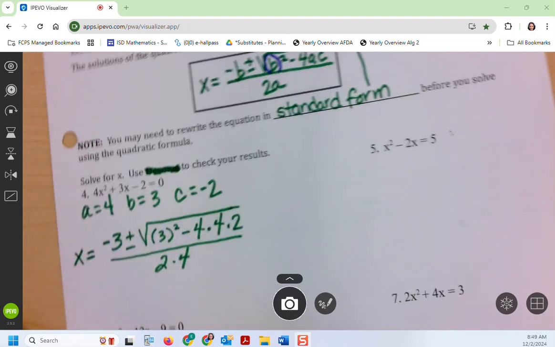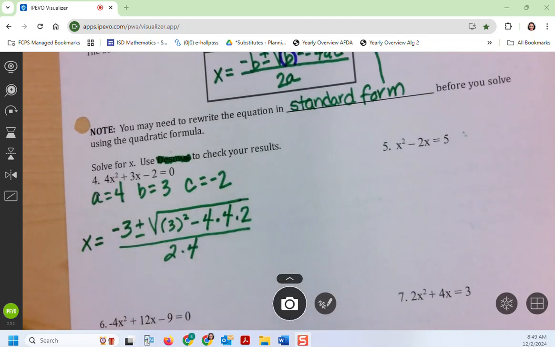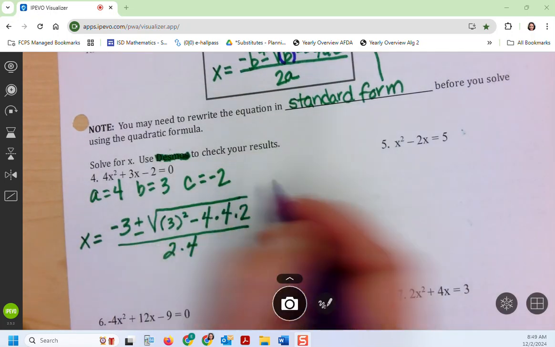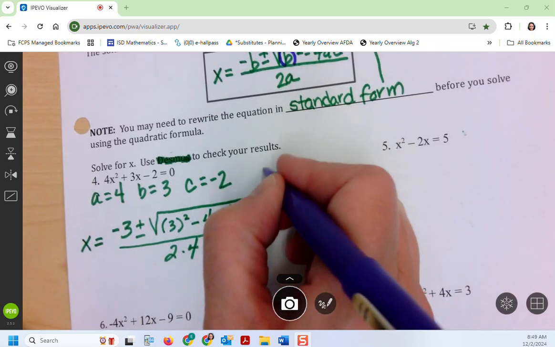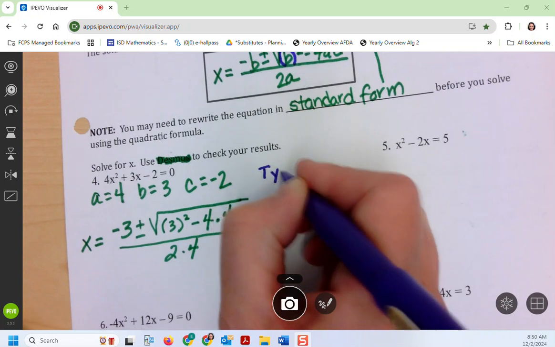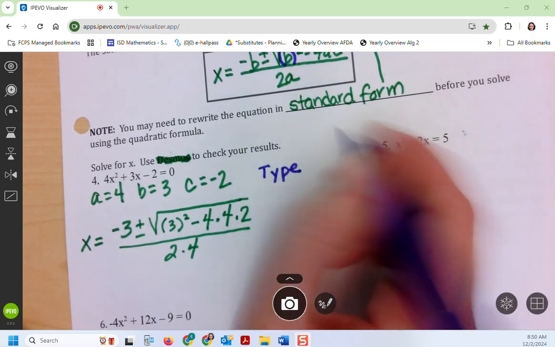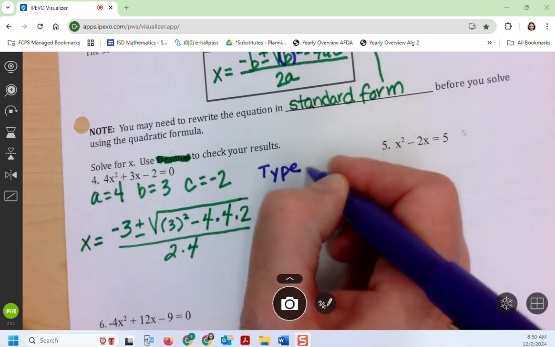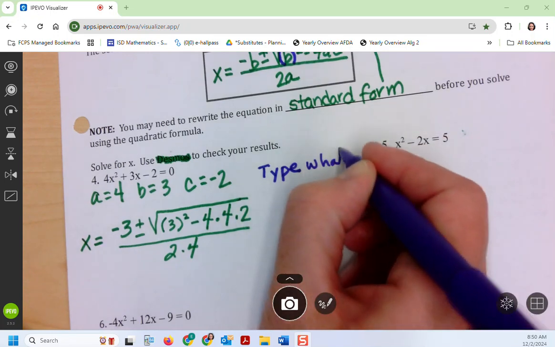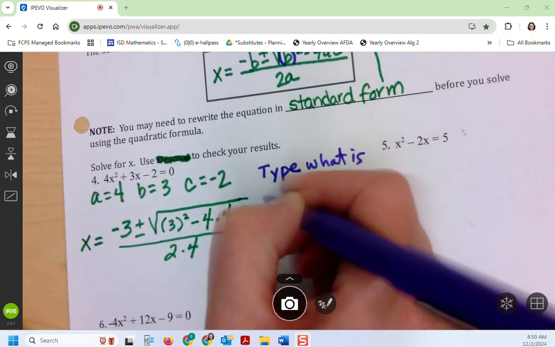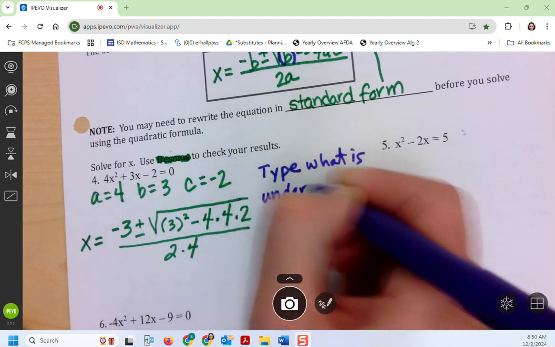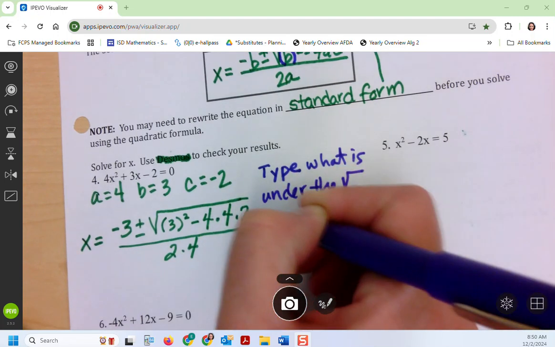All right. Here's my advice. Do not type the square root. Just type everything under the square root. That's called the discriminant, and we're going to talk about that on the back. But anyway, for now, just type what is under the square root, and not the root.